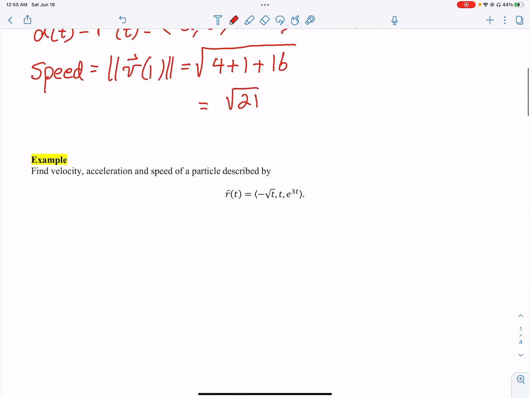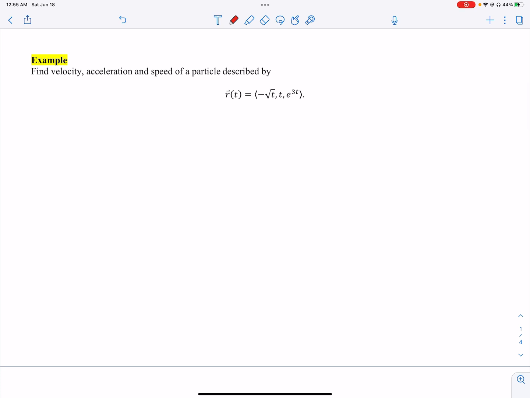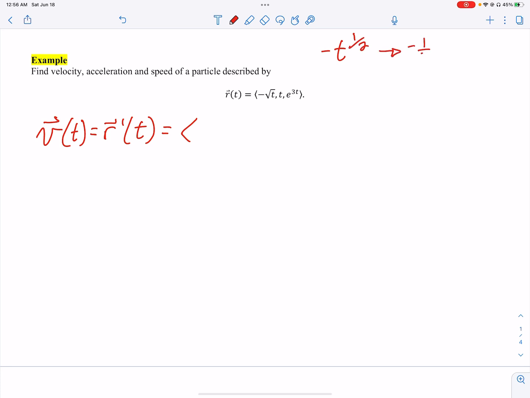All right, let's take a look at another example. Velocity, acceleration, and speed, the same thing. So velocity here is going to be our first derivative. Sometimes, if the derivatives get too complicated, maybe do each by component. I've got negative t to the, for me, I need to see this as a 1/2. All right, this is negative 1/2 t to the negative 1/2. So this is going to be negative 1 over 2 times the square root of t. I'm going to leave that up there because we're going to take a derivative again in a moment.